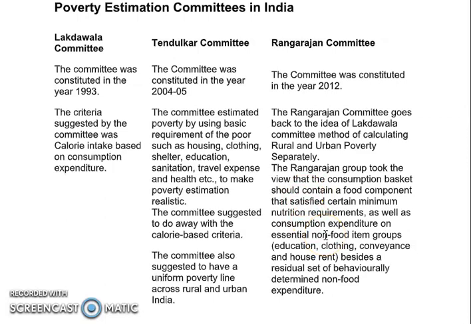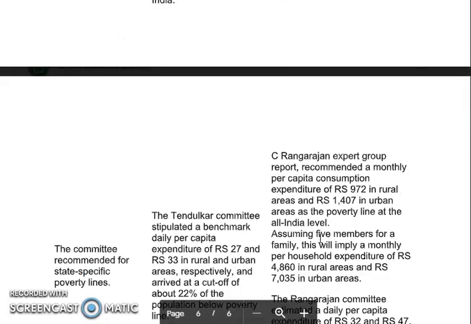As well as the consumption expenditure on essential non-food item groups are also considered to set the poverty line. The Rangarajan expert group report recommended a monthly per capita consumption expenditure of rupees 972 in rural area and rupees 1407 in urban area as the poverty line at the all India level. The Tendulkar committee stipulated a benchmark daily per capita expenditure of rupees 27.